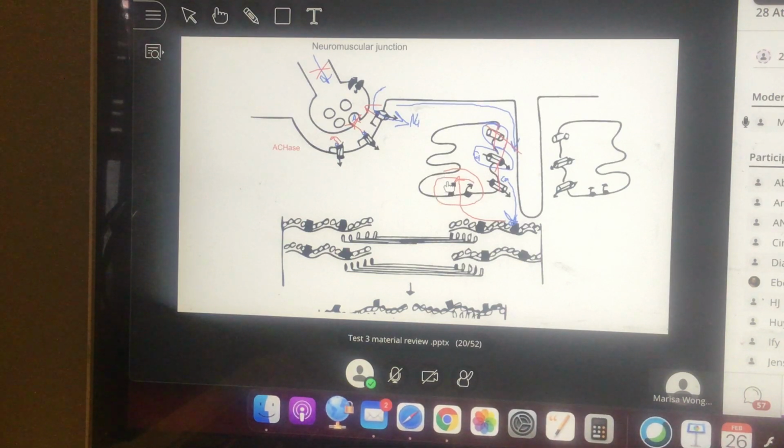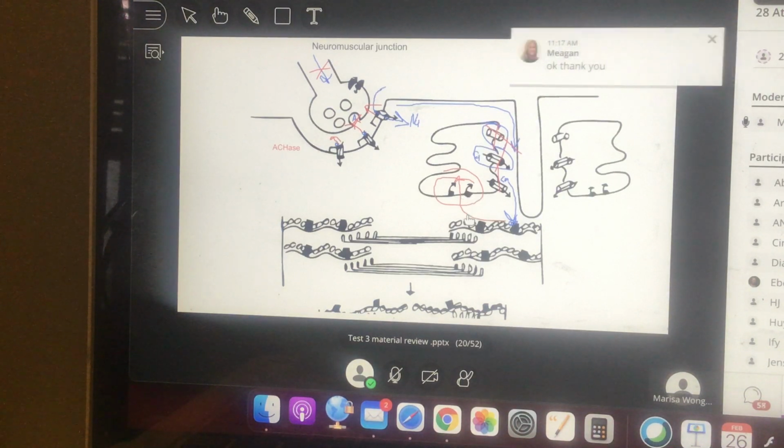Since these are pumps, anything that's a pump in your cell is something that requires ATP, because it's pushing the calcium against its gradient. There's already calcium in here, and the pump is forcing more calcium into the sarcoplasmic reticulum. So since we're going against the concentration gradient, it requires energy.